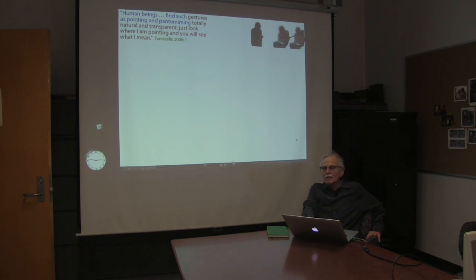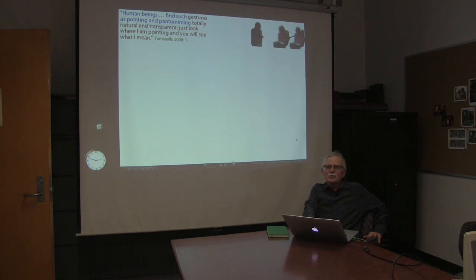Now, Tomasello, among a number of people, has argued that language might have emerged from gesture, and in particular from pointing and pantomiming, because he says human beings find gestures such as pointing and pantomiming totally natural and transparent. Just look where I'm pointing and you'll see what I mean. Well, clearly that's false here.